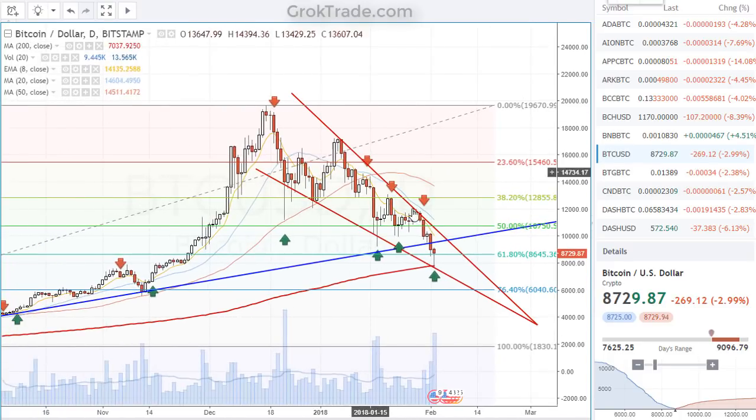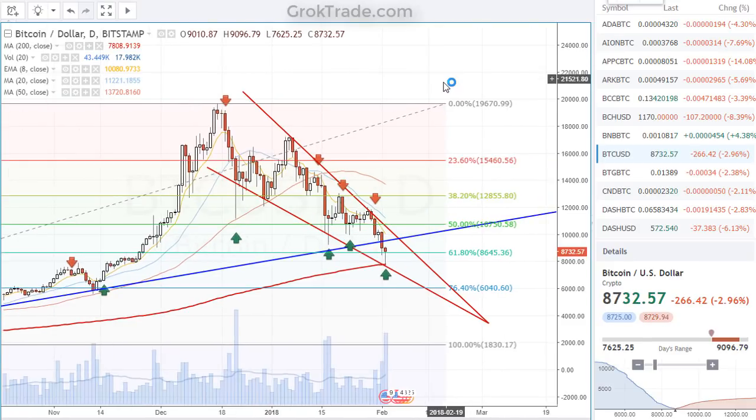So overall, this is a big bull flag, and it's also condensing into what's called a falling wedge. These are terms you may not know. That's fine. The chart pattern sheet at groktrade.com will certainly help you with those different patterns that are out there. But this is a really good area to be looking to purchase Bitcoin.